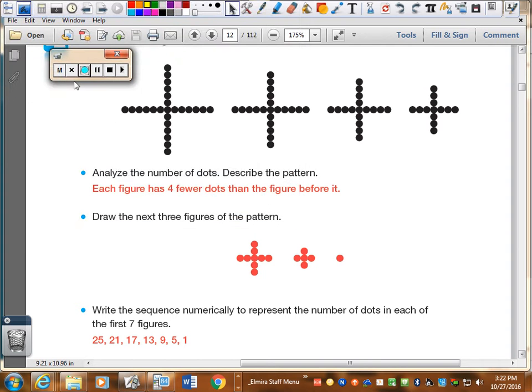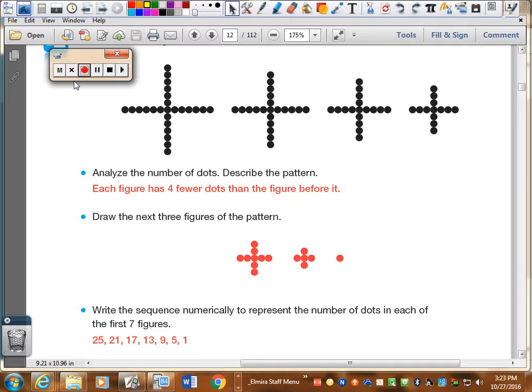Hey guys, this is the 4.1 video, and we're getting started talking about patterns. This is easy, but we're building up to something a little bit more difficult. The first two sections of this chapter are pretty easy, and then it starts to get harder.